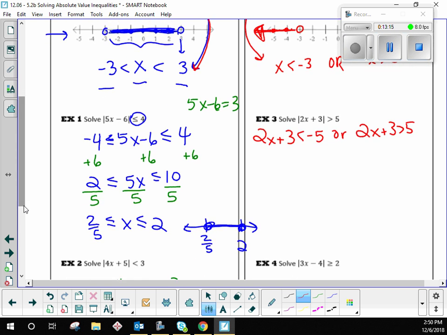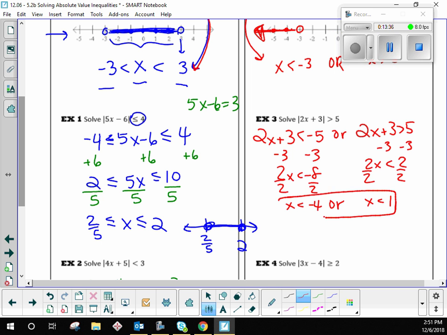And then we just solve both of those separately, just like we did them. So this is still a compound inequality. We just minus 3 to both sides, and divide. So we get x less than -4, or, solving the other one, x is greater than 1. And if you were to graph that, it would look just like the one in the example. It's everything to the left of -4 and everything to the right of 1.